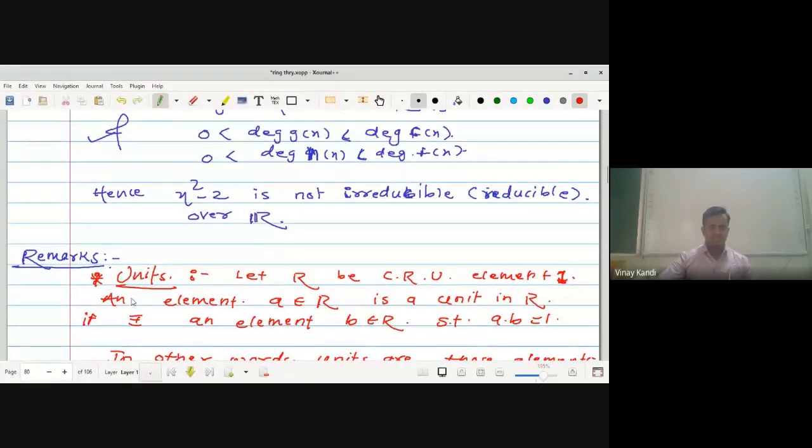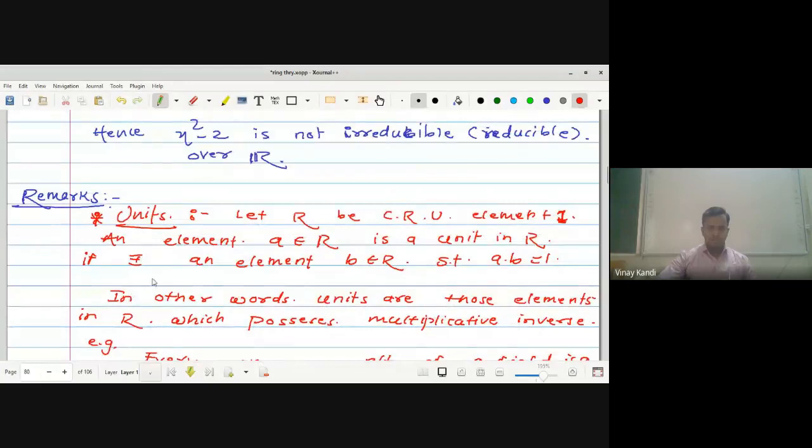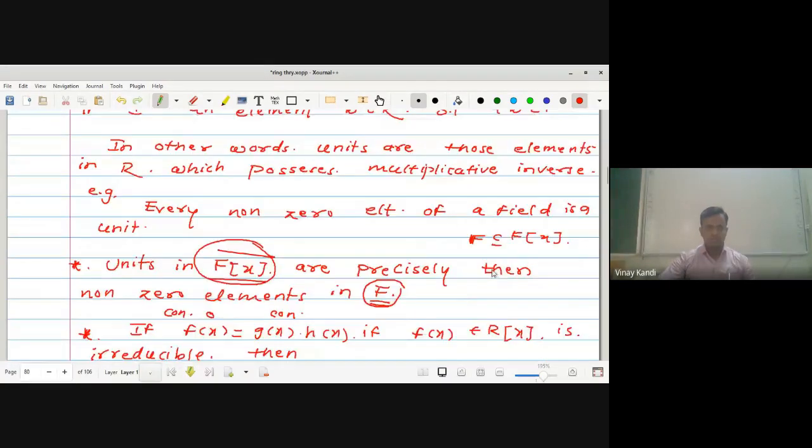What are the units? If A belongs to R, it is a unit in R if there exists an element B belonging to R so that AB is equal to 1. That is, if for an element A a multiplicative inverse exists, then A is called a unit element. Okay, some remarks are there.